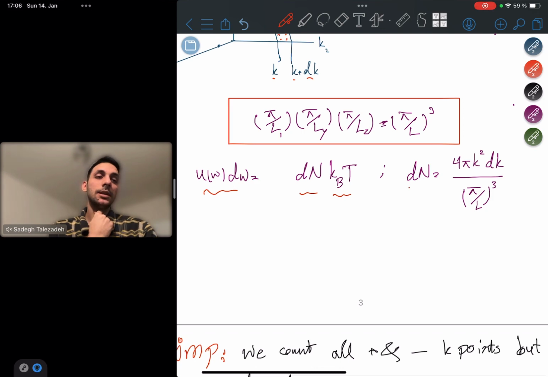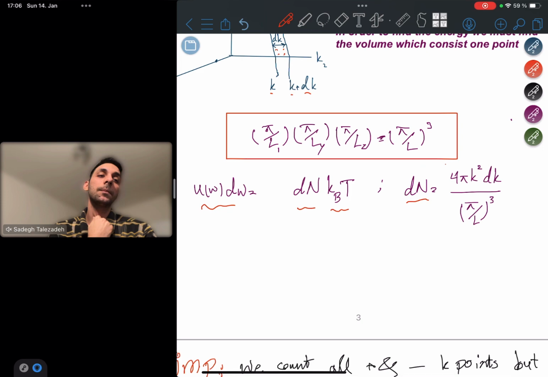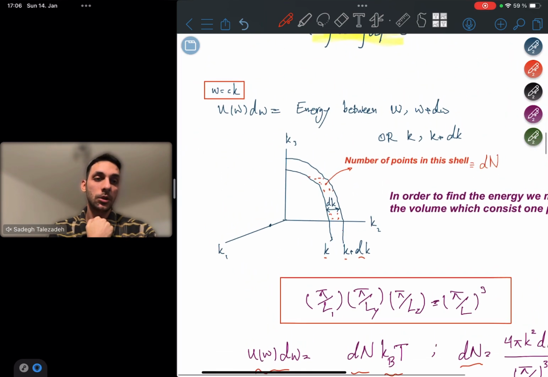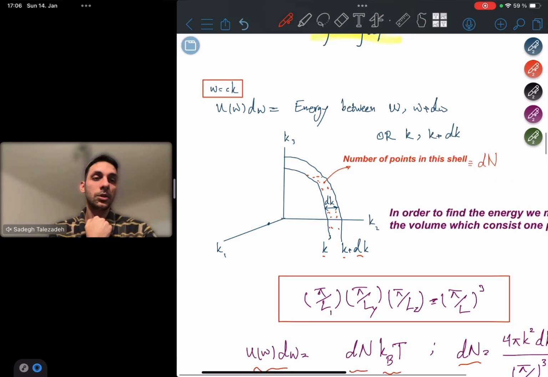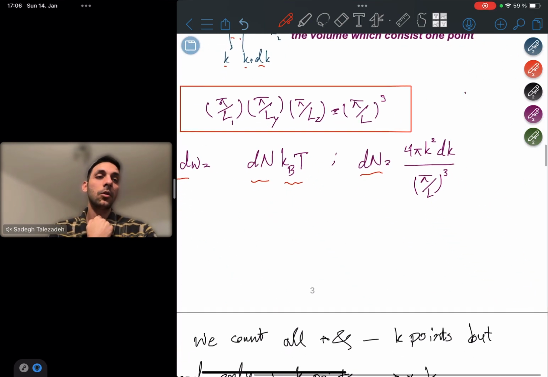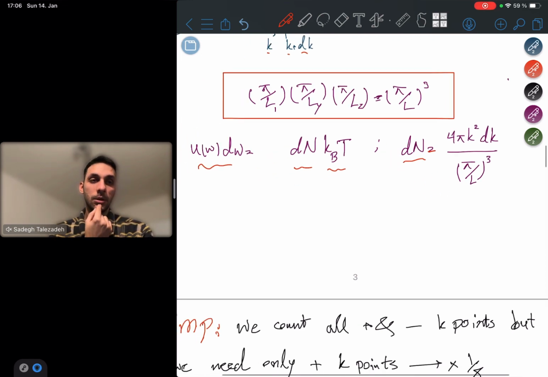So this dN would be the volume of this shell that we showed here, right? Which is 4 pi k squared dk, and over, because we have density here, over the volume of 1 point.